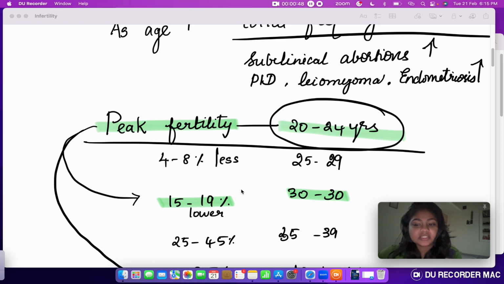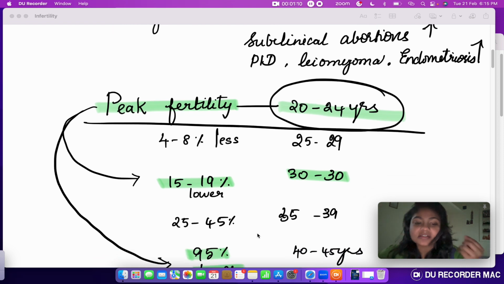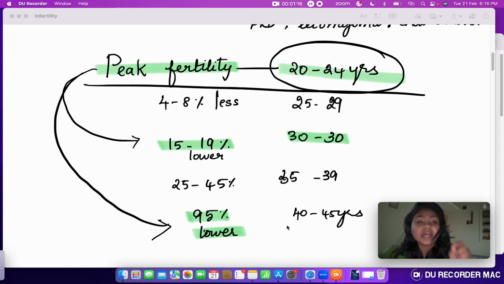As the age advances, you can see that there is a drop in the fertility. Between 25 to 29 years, the fertility is 8% less than what they were at 20 to 24 years. When the age comes to 30 to 35 years, when compared with 20 years, it is 20% lower. 35 to 39 years is almost 45% lower, and when the woman goes to the age of 40 to 45 years, you can see 90% of the fertility is lesser when compared with the 20 to 24 years.